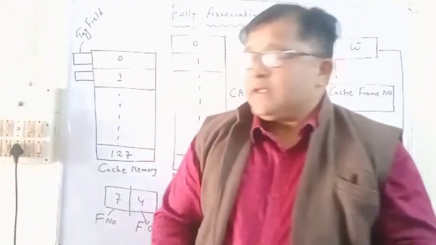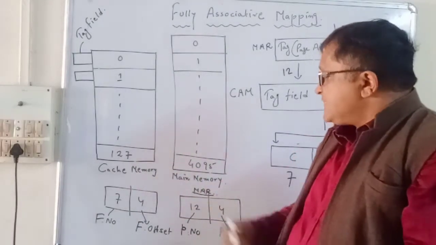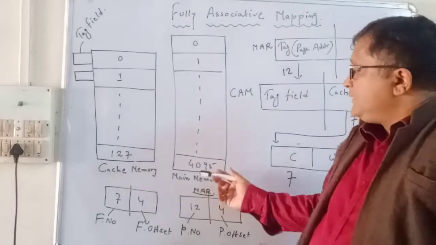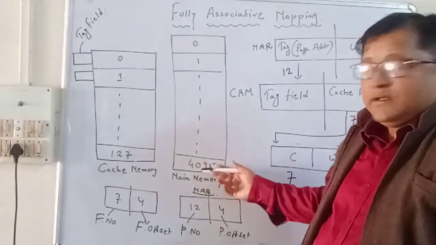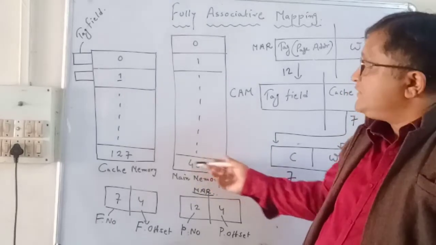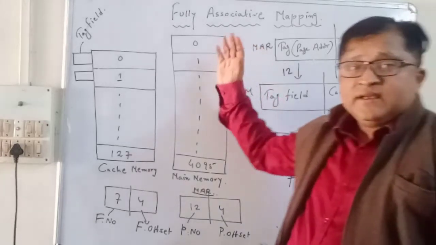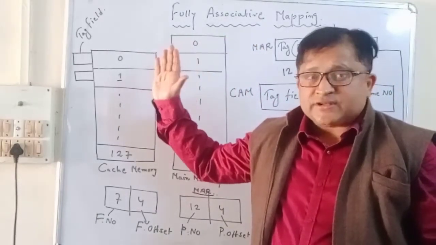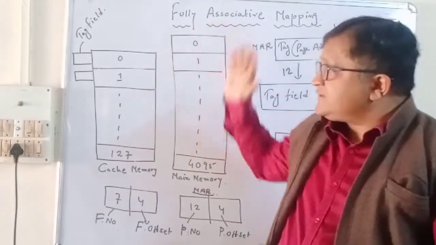How is it done? As an example, we take the same example we used for direct mapping: a main memory of 4095 pages, where each page has 16 locations. Each page is divided into 16 locations.